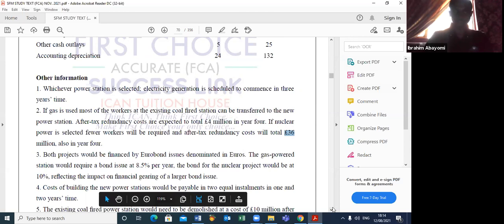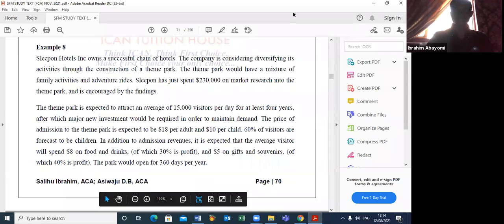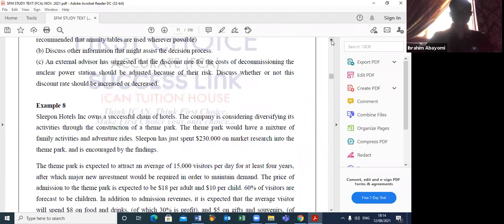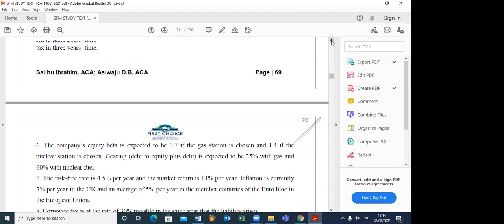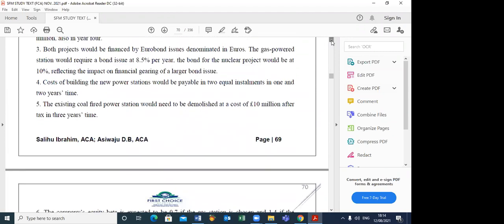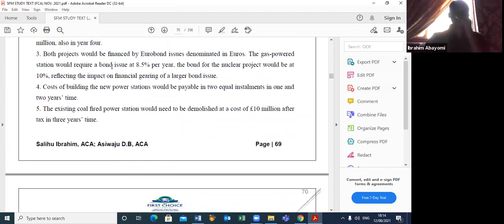Let us continue. Note 3: both projects will be financed by Eurobond issues denominated in what? In euro. The gas power station will require a bond issued at 8.5% per year. The bond for the nuclear project will be at 10%, reflecting the impact on financial gearing of a large bond issue.